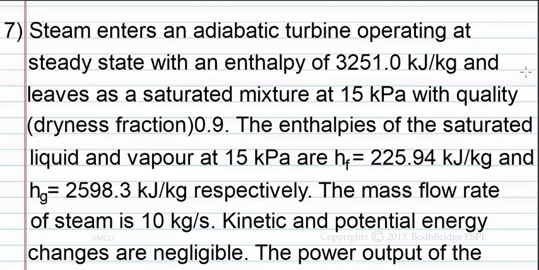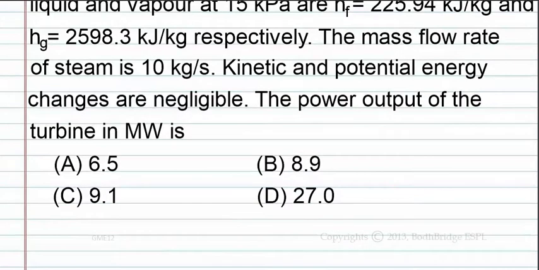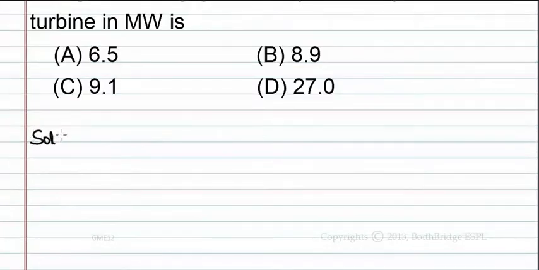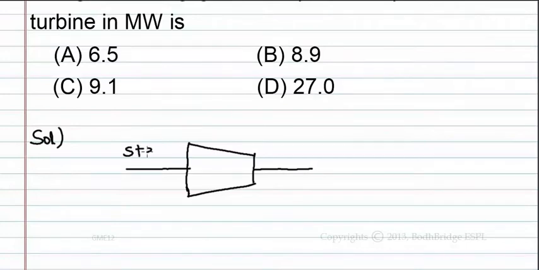The mass flow rate of steam is 10 kg per second. Kinetic and potential energy changes are negligible. The power output of the turbine in megawatts is: option A 6.5, option B 8.9, option C 9.1, option D 27.0. Now the solution: steam is entering a turbine and leaves as a saturated mixture, that is vapor plus liquid.